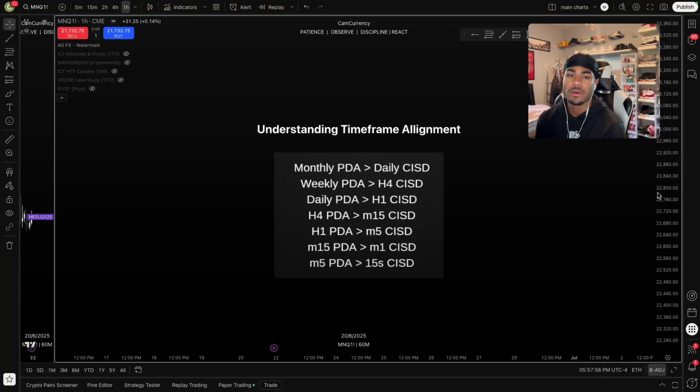Today I'm going to be talking about time frame alignment. I'm going to show y'all some examples and how you can use it to your advantage and how you can use it to increase your win rate, increase your profitability, have a better risk reward on your trades, make more money, and overall just be a better trader with this.